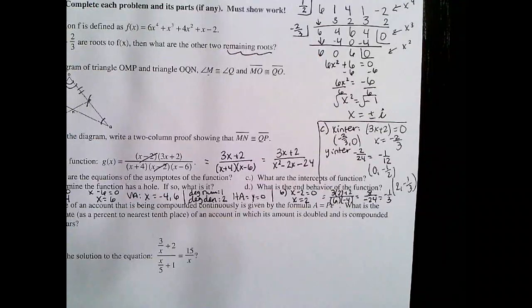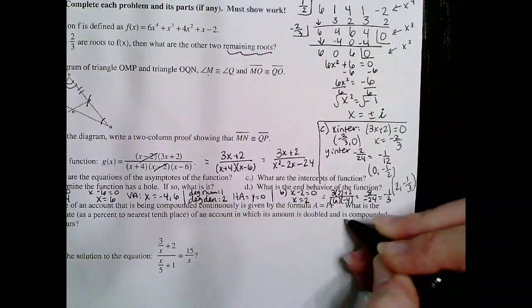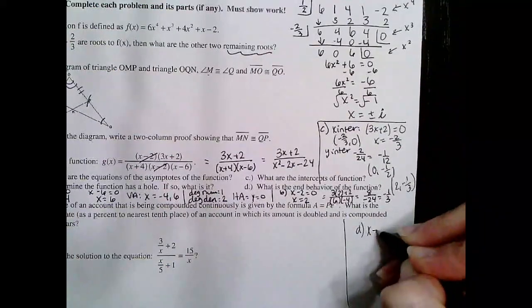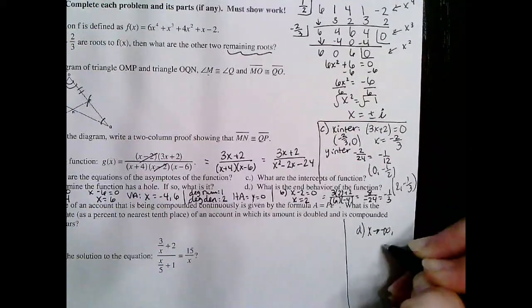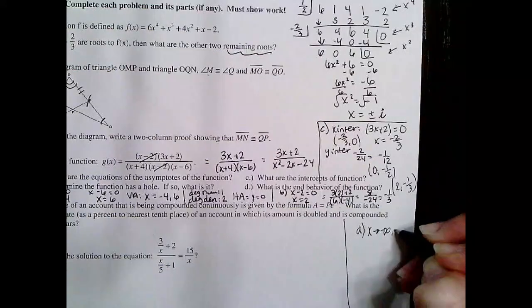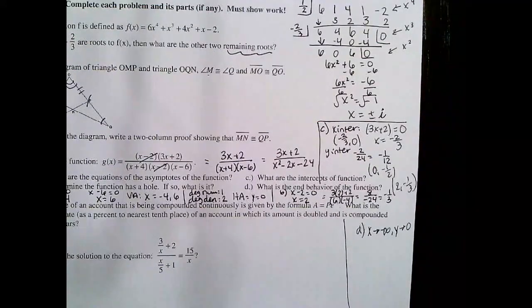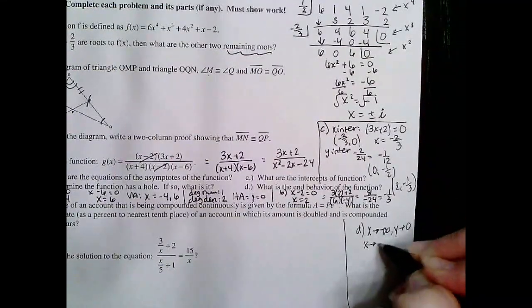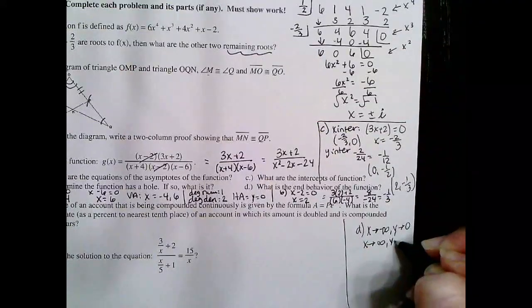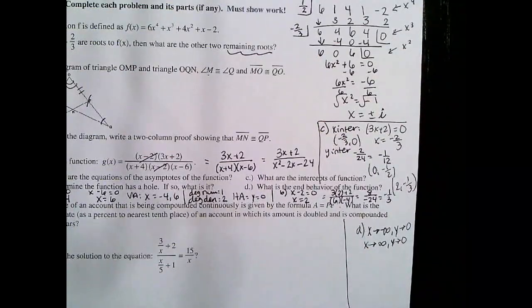And then D for the end behavior. I'm going to show D down here. Kind of all over the place, sorry. As x approaches negative infinity, what's happening to y? Again, looking at Desmos, y goes to 0. As x goes to infinity, what's happening to y? y goes to 0, because the horizontal asymptote is 0. So y is going to be approaching 0 on both parts. Okay.